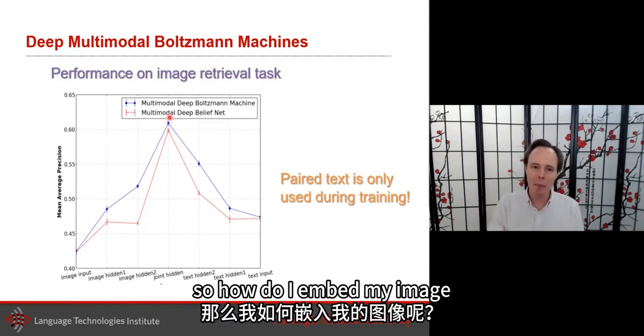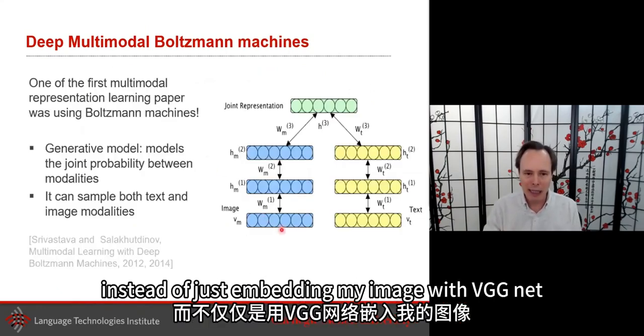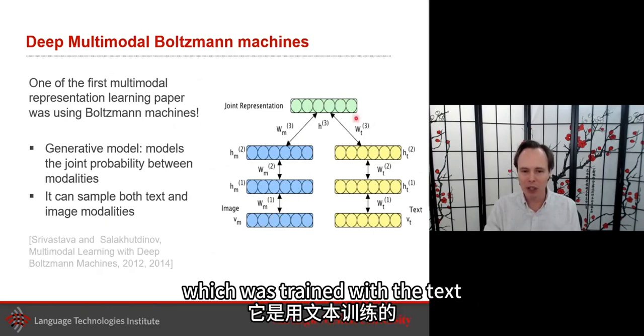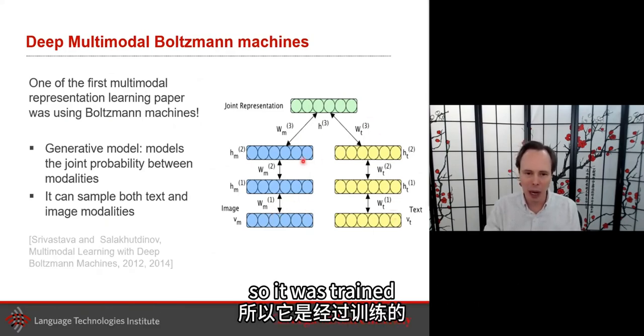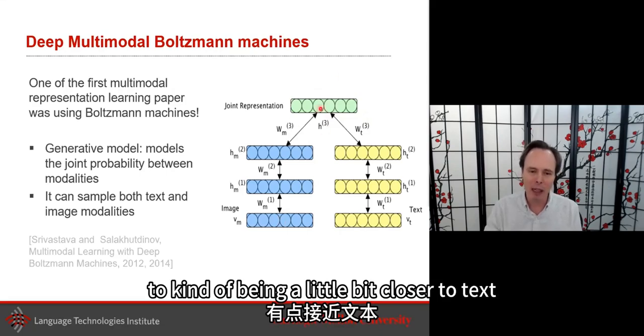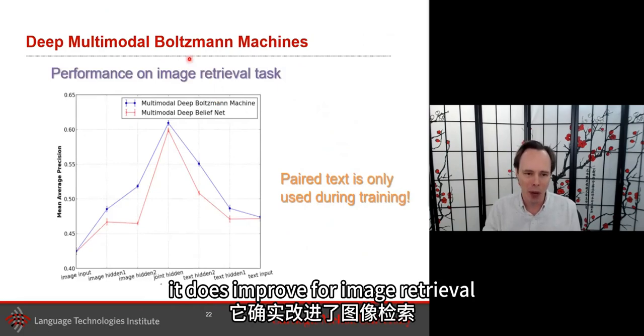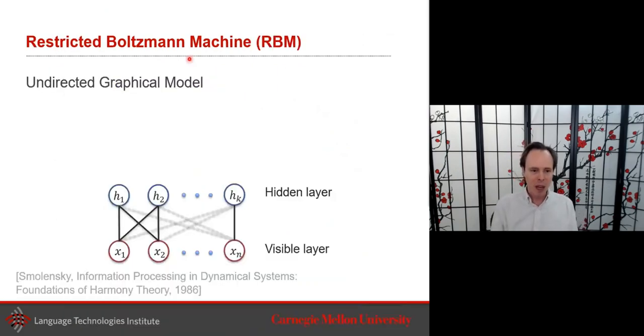So how do I embed my image? Instead of just embedding my image with VGGNet, I'm going to embed my image with the Boltzmann machine, which was trained with the text. So it was trained to be a little bit closer to text. And by doing that, it does improve image retrieval.